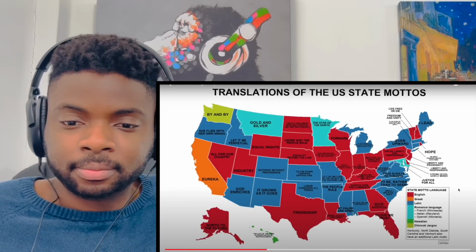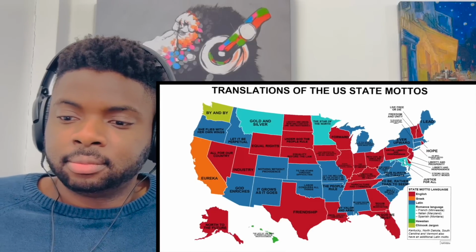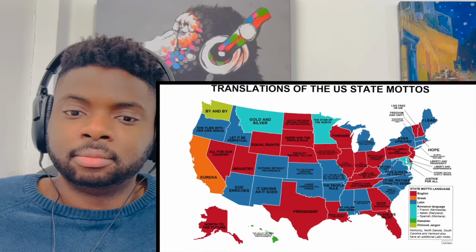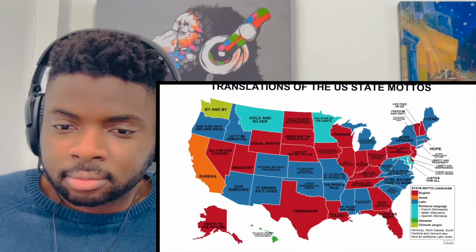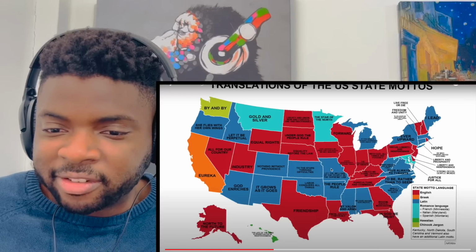Most states' mottos are in English, and the second largest group is Latin. Washington State is the only one in the native Chinook language. Hawaii's is in Hawaiian, and only 3 states use 3 different languages: French in Minnesota, Italian in Maryland, and Spanish in Montana. When it comes to what's my favorite one?